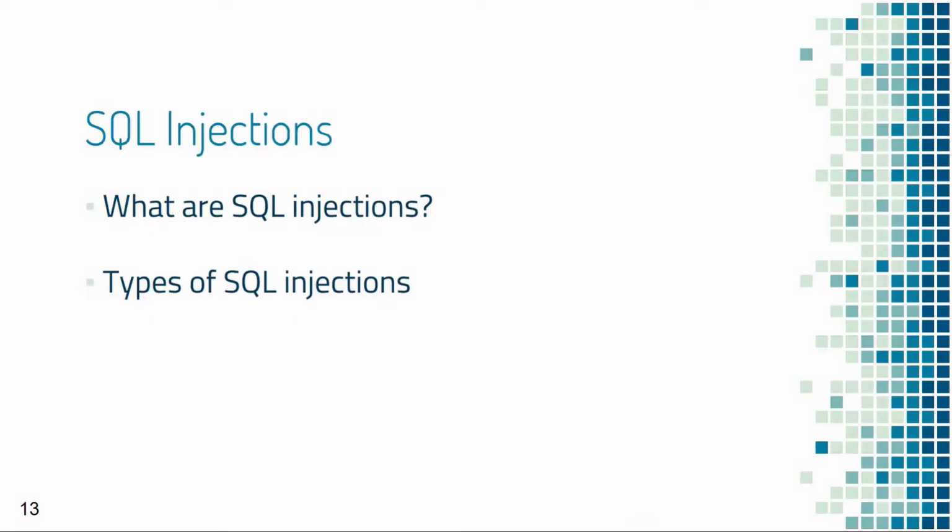Okay, so before we get started with the lab, let's just find out what an SQL injection is, what it means, and how you would typically use it. So an SQL injection is a code injection technique used to attack data-driven applications in which malicious SQL statements are inserted into an entry field for execution. For example, to dump the database contents to the attacker.